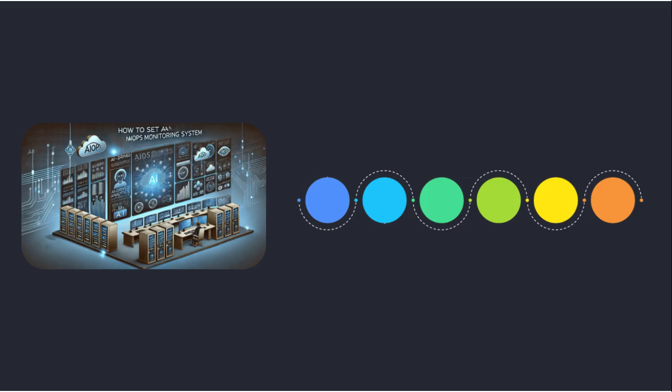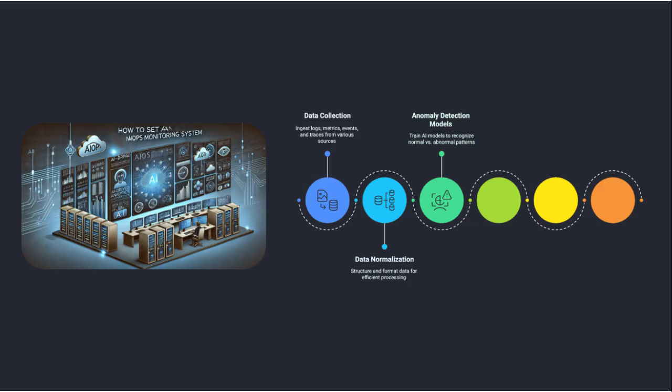Setting up an AIOps environment involves several steps. 1. Data collection, ingest logs, metrics, events, and traces from various sources. 2. Data normalization, structure and format data for efficient processing. 3. Anomaly detection models, train AI models to recognize normal versus abnormal patterns. 4. Incident correlation, use machine learning to identify relationships between different events. 5. Automation and remediation, define automated workflows for issue resolution.